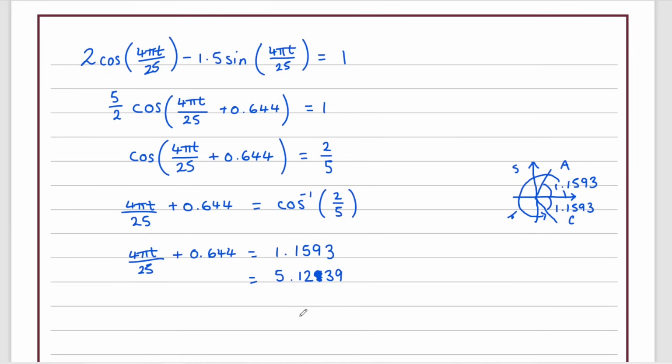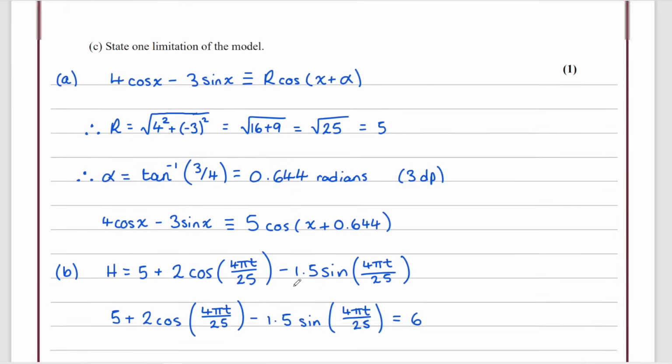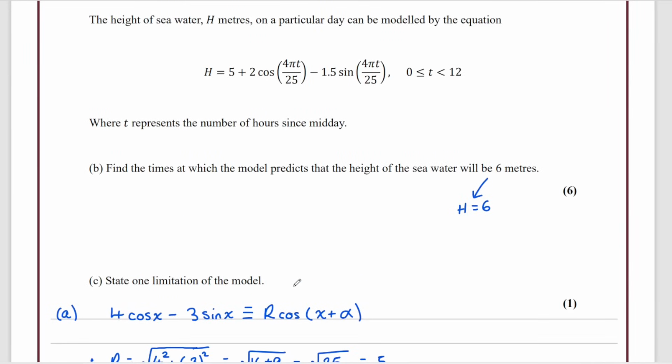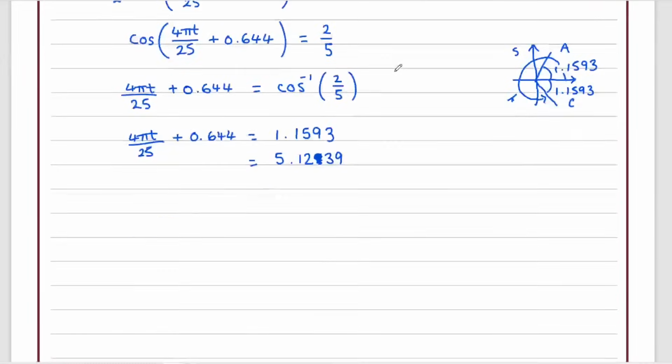Now, we're looking for these solutions for t, but just notice the condition we had for t was that t is between 0 and 12. So obviously, we need to do a little bit of work here. This isn't the solution because we've also got to deal with 4 pi t over 25 plus 0.644. We're actually looking to solve for t here, so it's not even in the correct form.